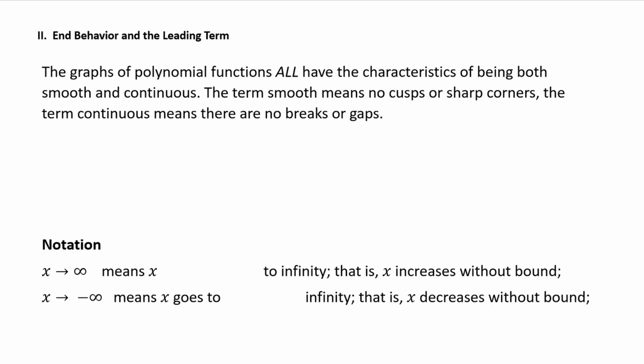Roman numeral 2, end behavior and the leading term. The graphs of polynomial functions all have the characteristics of being both smooth and continuous. The term smooth means no cusps or sharp corners. The term continuous means there are no breaks or gaps. Let's look at the images of some polynomial functions.